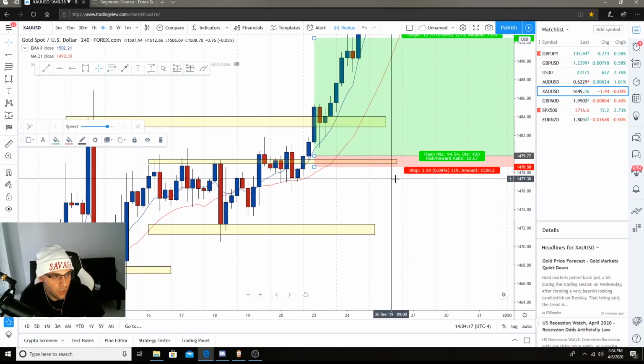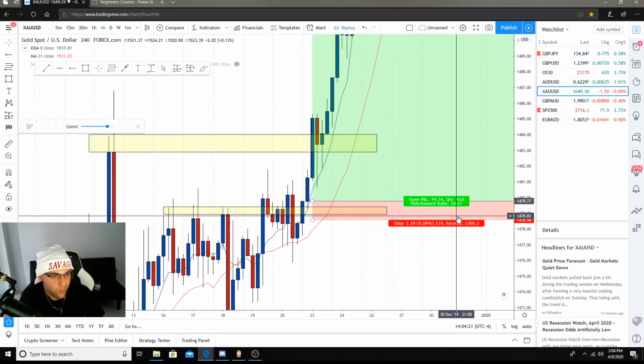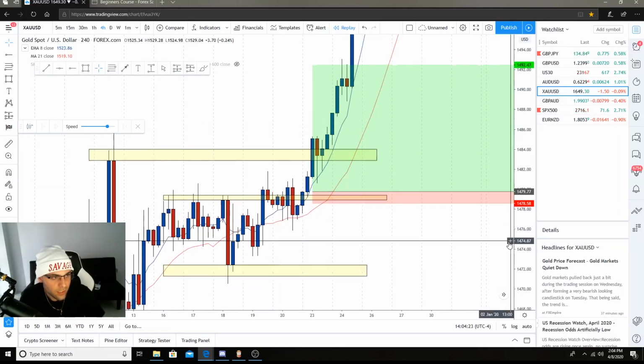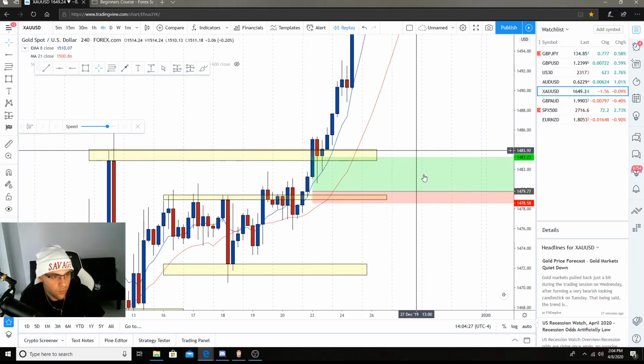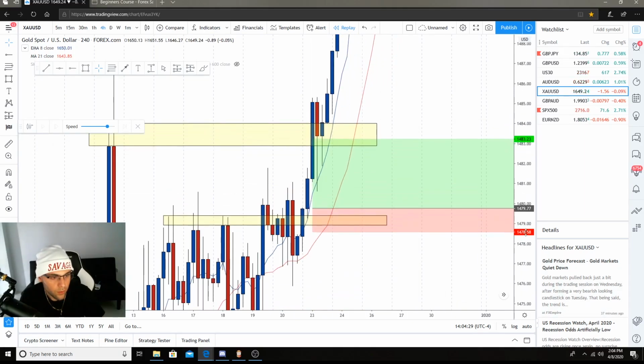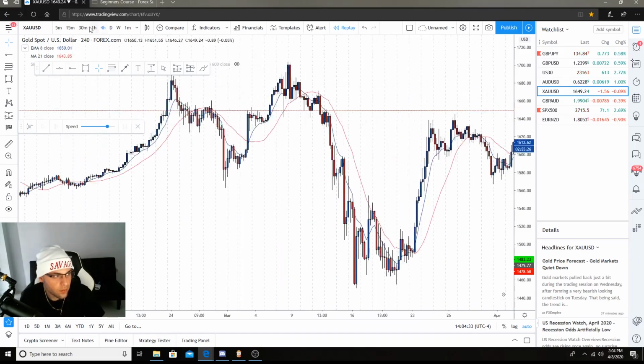Stops under the wicks, under the support, meaning the trade will no longer be valid. Very aggressive, not even a big risk. Look at that. What's that? It's literally nothing. And boom. Real nice, real beautiful, real pretty. Let's go to the 1 hour.